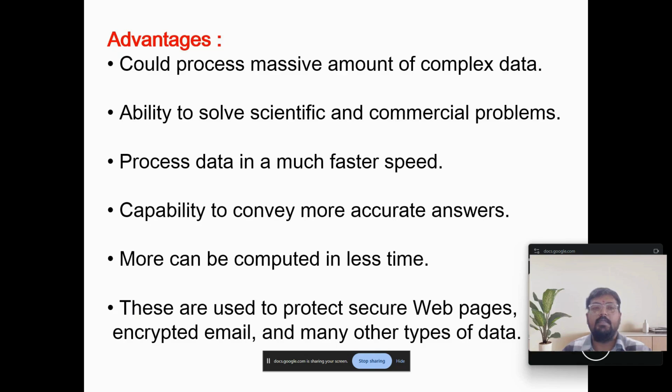So, what are the advantages? It can process more data, the errors are fewer, and it can give more accurate results with much faster speed. They are used to protect web pages, encrypted emails, and many other data types.